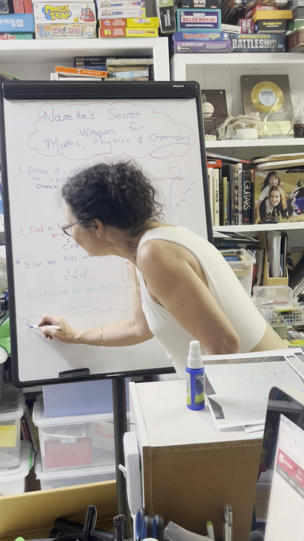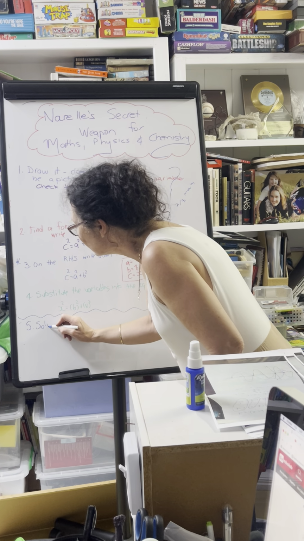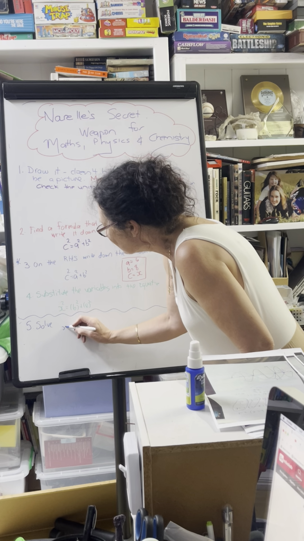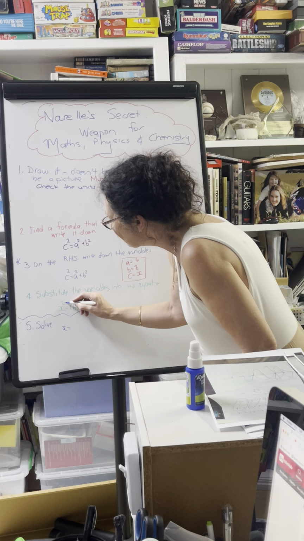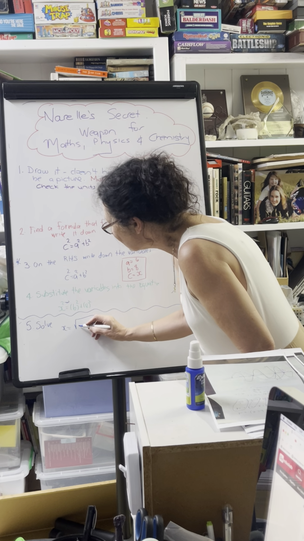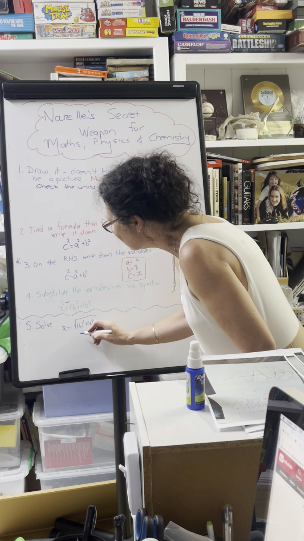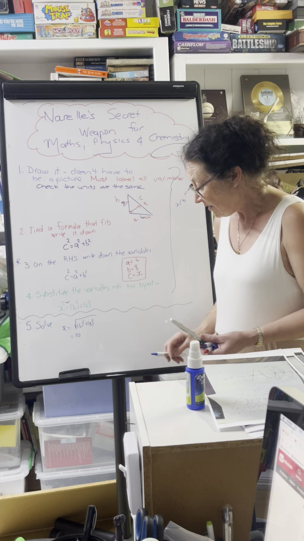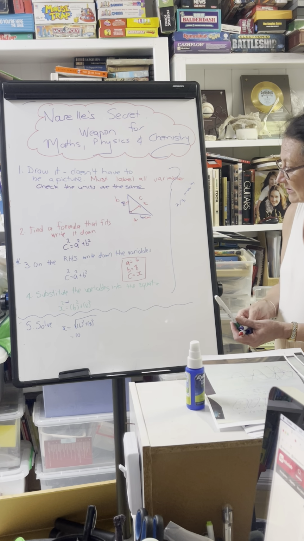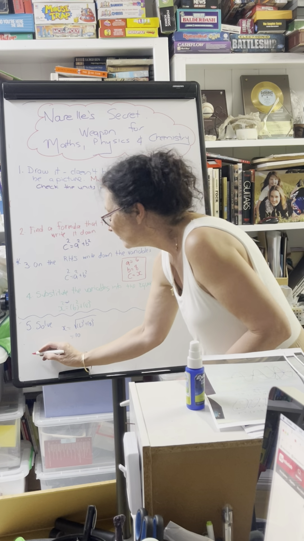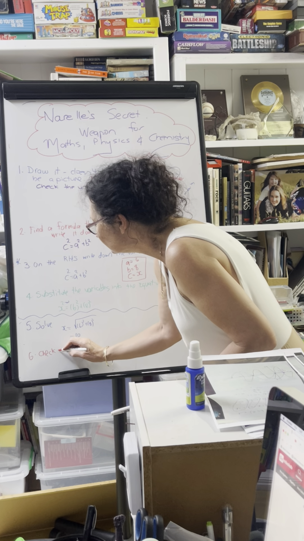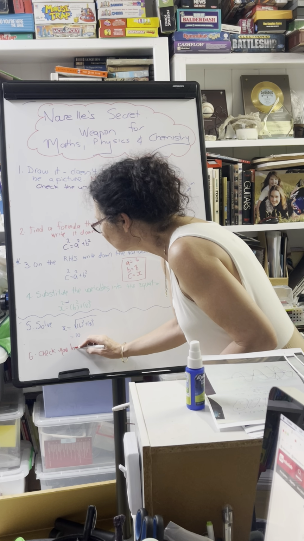Step 5 is the solve. Now with Pythagoras, with any of these, I don't do that to the end. We want to find x, so we need to move that across, which is the square root of 6 squared plus 8 squared, and then we can do it, and it will be 10. That's step 5. Now there is one more step. Step 6 is to check you've answered the question.